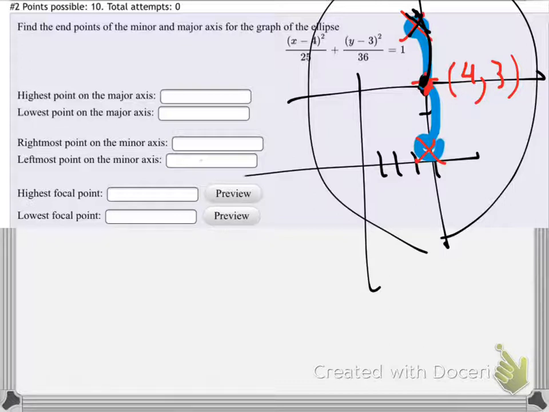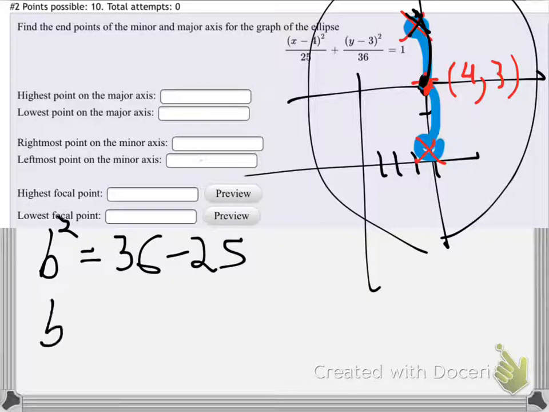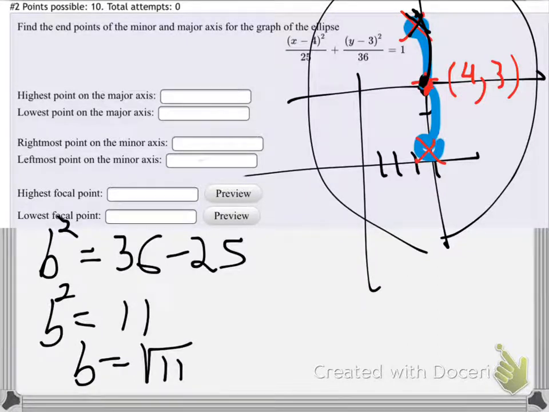Anyway, so to finish up on that last thought, we had b squared equaled something like 36 take away 25, so b squared equals, what is that, 11? So then b is the square root of 11, or just radical 11 we could call it.